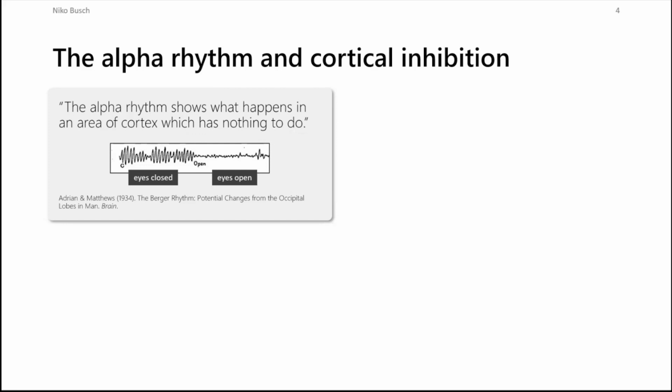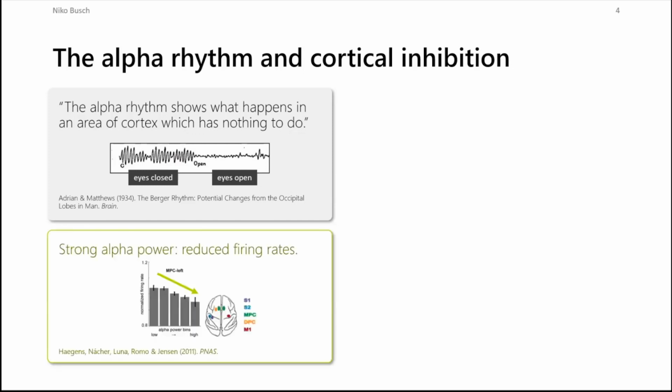In more recent years, we have learned that this idling, when the brain is not doing very much, is related to reduced neuronal excitability. For example, as shown in this study, demonstrating that when alpha power is very strong, there is a drop in firing rates, spikes, in the somatosensory cortex. So strong power, reduced firing rates, reduced excitability.